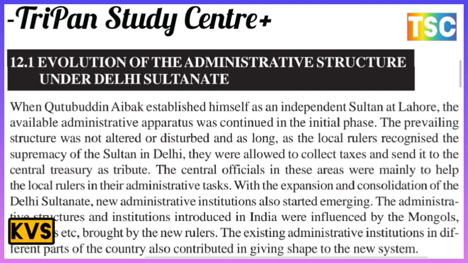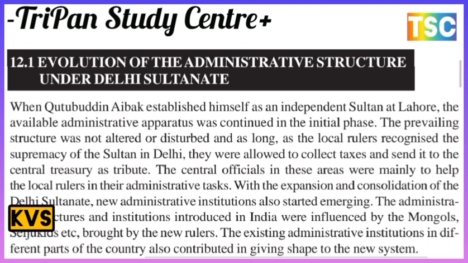When Qutbuddin Aibak established himself as an independent sultan at Lahore, the administrative apparatus was in its initial phase. The prevalent structure was not altered. The local rulers recognized the supremacy of the Sultan in Delhi. They were allowed to collect taxes and send them to the center as tribute. The center mainly helped the local rulers in their administrative tasks.